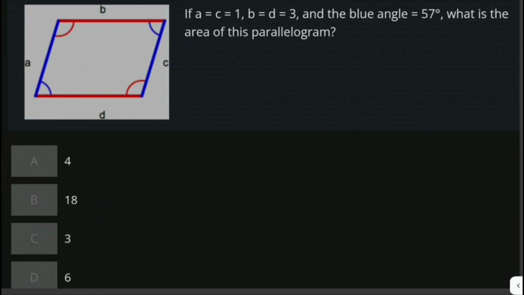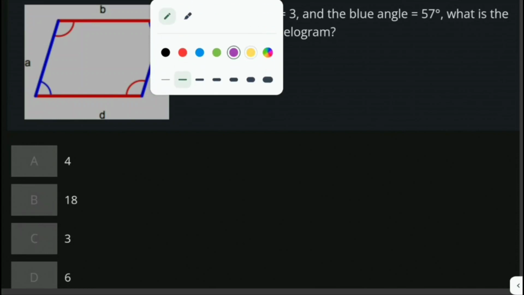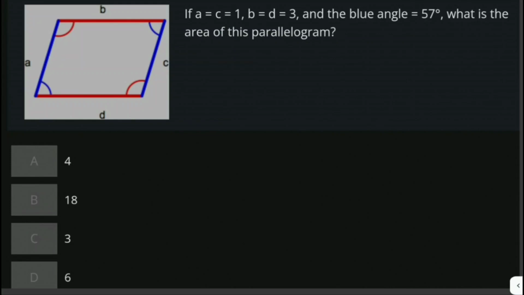If A equals C equals 1, B equals D equals 3, and the blue angle equals 57 degrees, what is the area of this parallelogram? So it is given here that A is equal to C equals 1, and B is equal to D, which is equal to 3. And the blue angle is 57 degrees.